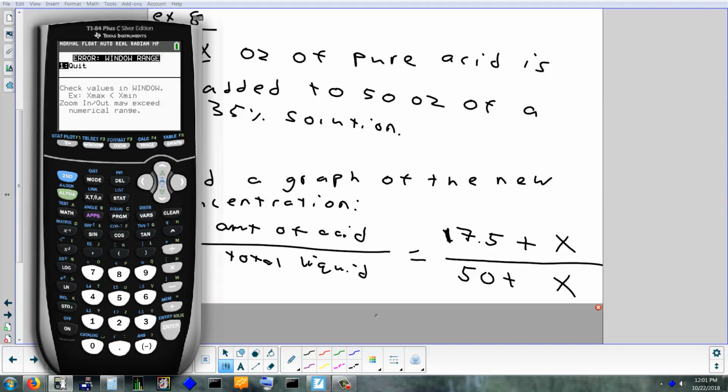So if you check your window, I obviously typed something wrong. Yep, I reversed my min and max. So 0.35 and 1. Let's try it now. So there's your concentration. Notice it's going higher and higher, but it's starting to level off. You can never get it to 100%.